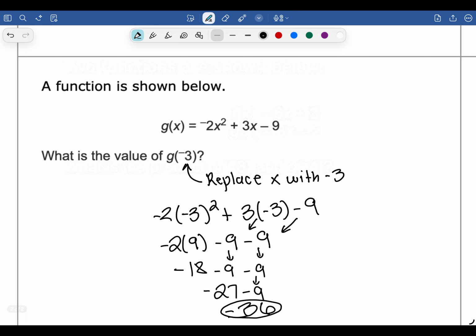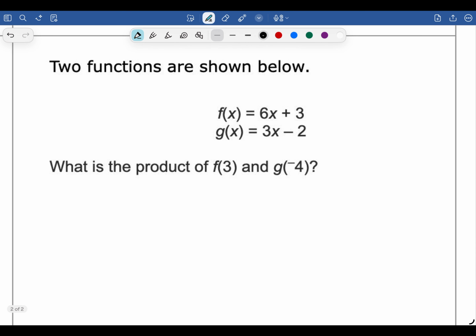Now let's move to example 4. In example 4, it says two functions are shown below. We have f of x is equal to 6x plus 3, and g of x is equal to 3x minus 2. What is the product of f of 3 and g of negative 4? Now, one key word that I saw was the word product. Product means multiply. So we eventually will have to use multiplication.